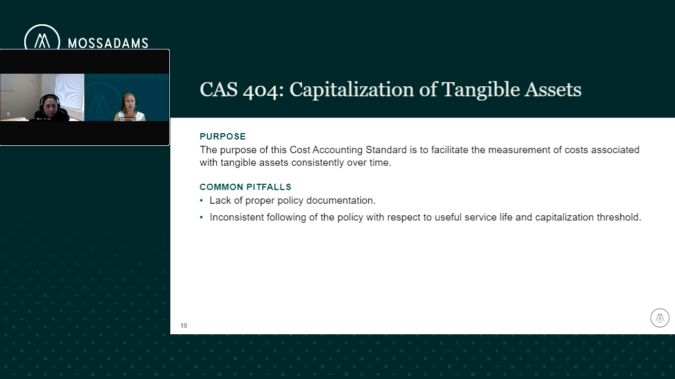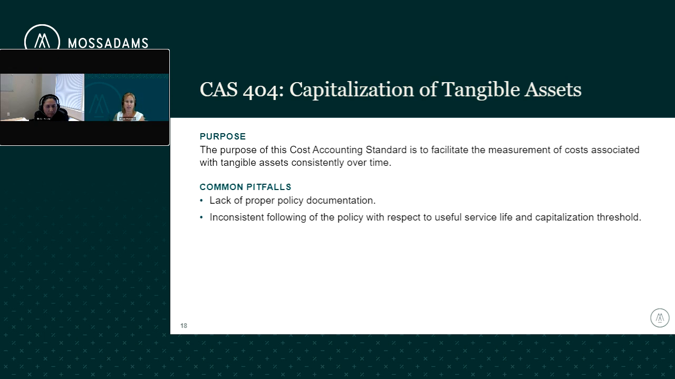CAS 404, capitalization of tangible assets. So this is another full coverage standard. And this one often aligns with GAAP. And it also goes hand in hand with CAS 409, which we'll talk about a little bit later, that handles depreciation. But basically, the requirement here is that a capitalization policy needs to be put in place for tangible assets, and the contractor needs to define a minimum service life.